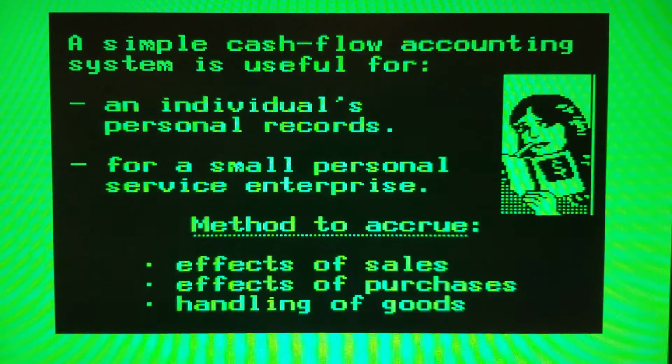But organizations which get revenue from sales of goods held for a while in inventory need a method to accrue the effects of such sales and the effects of the purchase and handling of such goods, since they're usually sold and purchased by credit rather than cash.